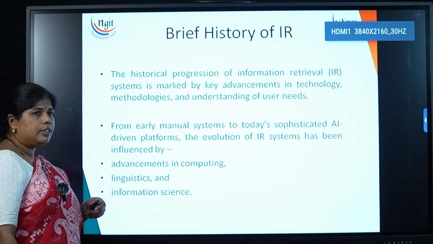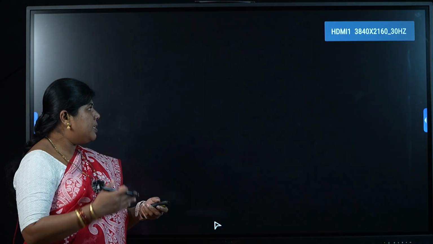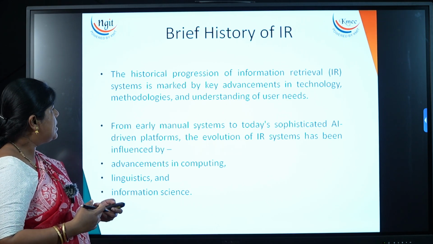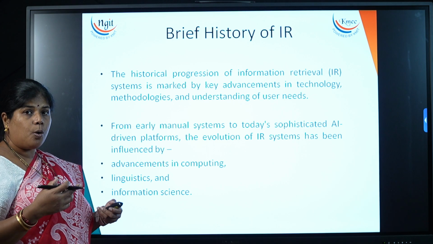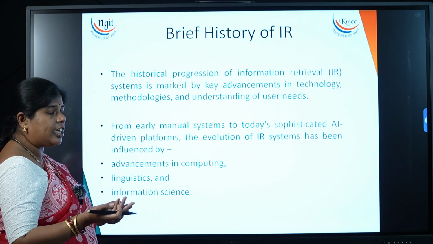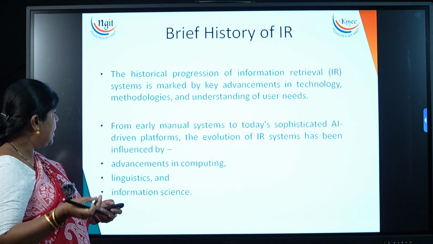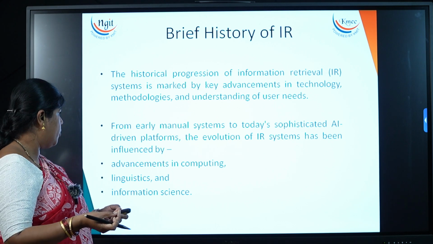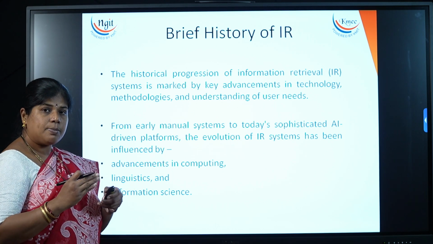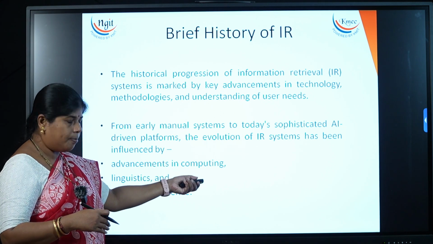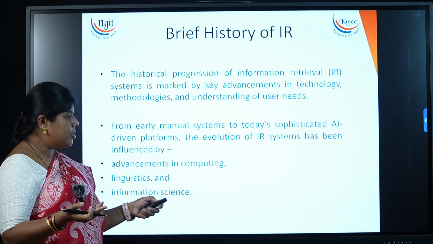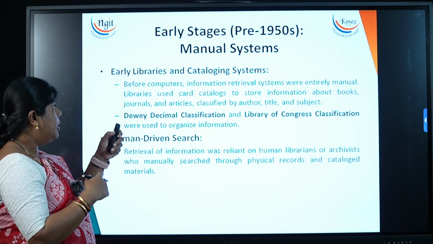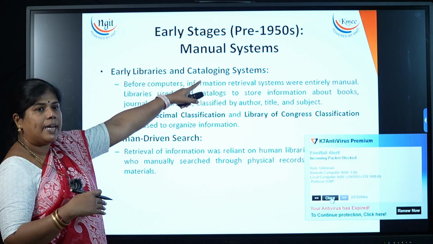Now, the next point is historical progression. Means how our IR has progressed. So, what the historical progression is telling you is how advancements in the information retrieval process have been carried out based on the technology and based on the user's need for information. The advancement is caused because of advancement in computing, linguistics and information science. Now, let me see. In the history, at the early stage, there was a manual system.